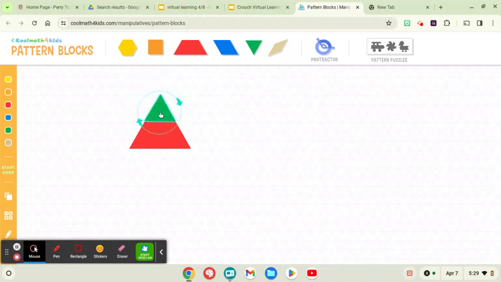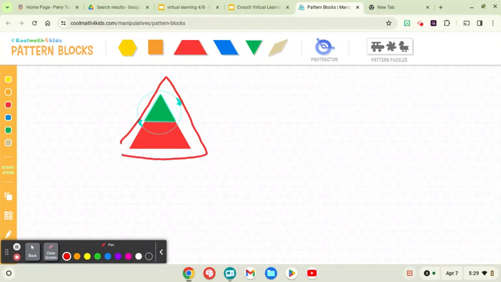Now, what do I remember about a triangle? A triangle has to have 3 sides and has 3 corners. Let's see if this makes a triangle. 1, 2, 3 sides and 1, 2, 3 corners. That does, in fact, make a triangle. Let's see if I can make a triangle another way.